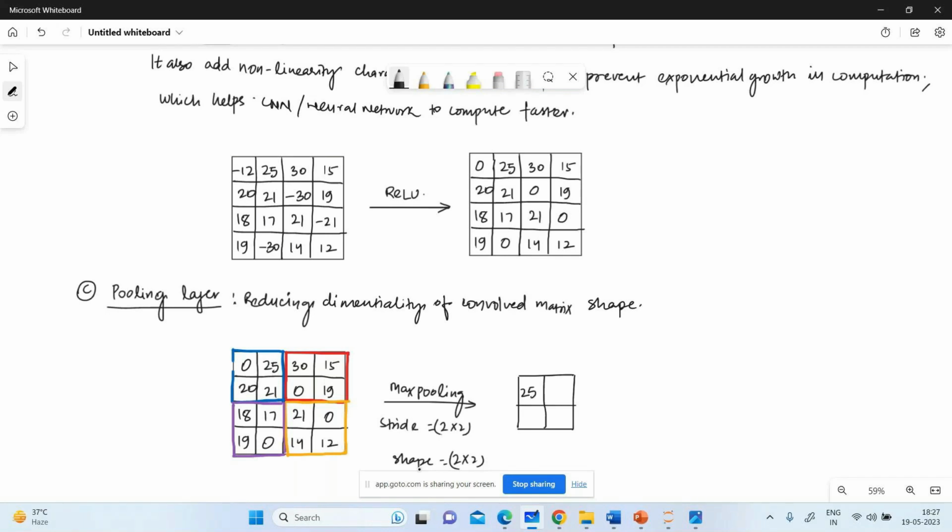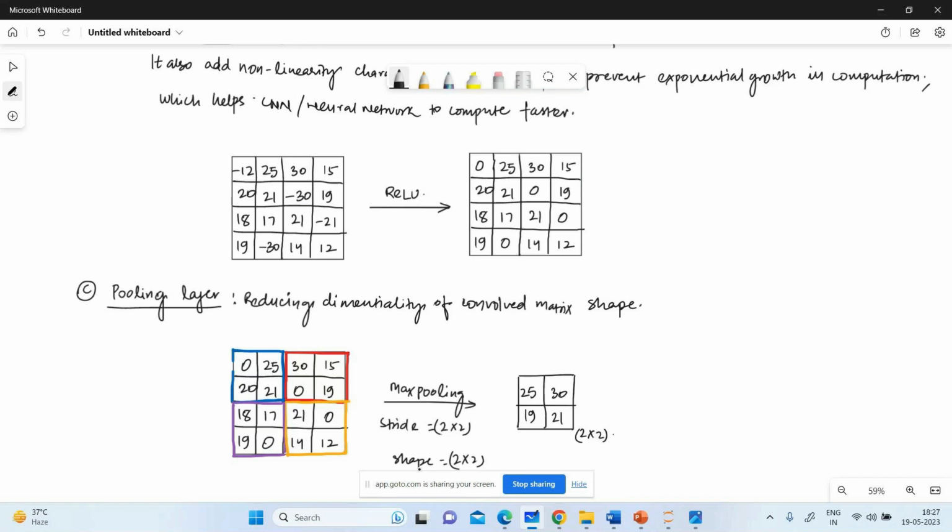So we have got 25. In this selected value, what is the maximum value? 30. In this, what is the selected value? 19. In this, what is the selected value? 21. And this results in a shape of 2 cross 2.